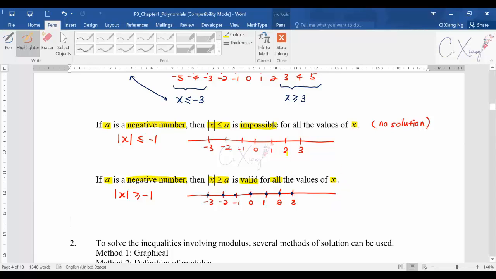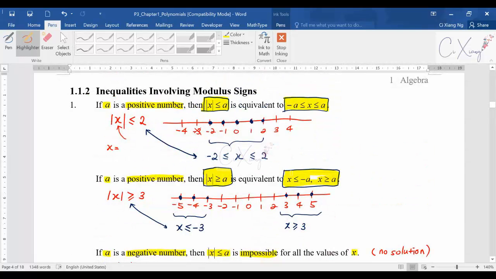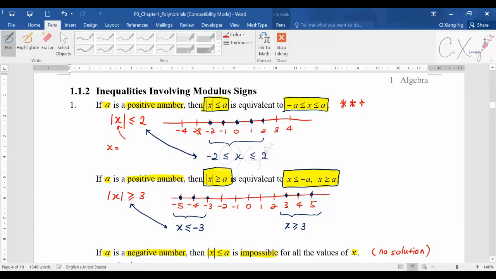So these last two important points here are mainly for concept. We seldom test students on this in the exam. The first two are very important. Generally, you need to memorize the result here. When you have modulus x equals A, and also modulus x greater than or equal to A, how are you going to write out the result correctly? So these two will be very important. Maybe you can put a few stars here.